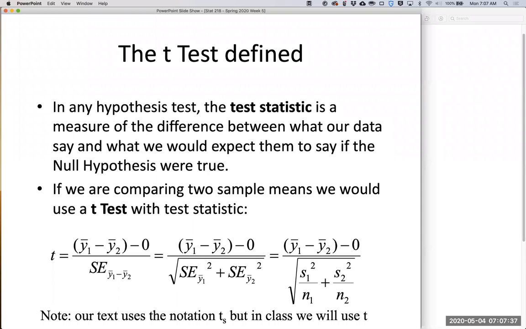Okay, so in the first version of the equation, I'm comparing what the data say to what they should say if the null were true. The difference of the sample means should on average be about 0. Sometimes it will be higher than 0, sometimes lower than 0 just by luck, but on average, if the two population means are identical, then the two sample means on average should equal 0. So we're going to divide that through by the standard error.